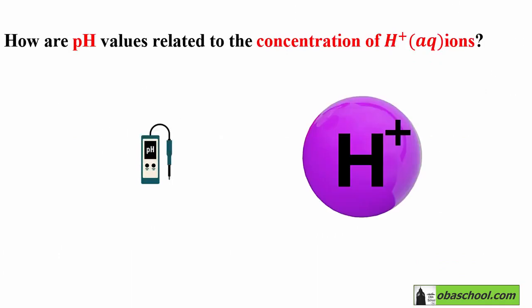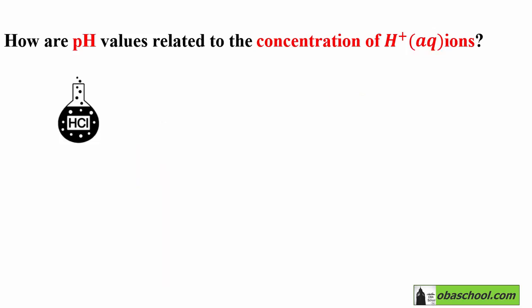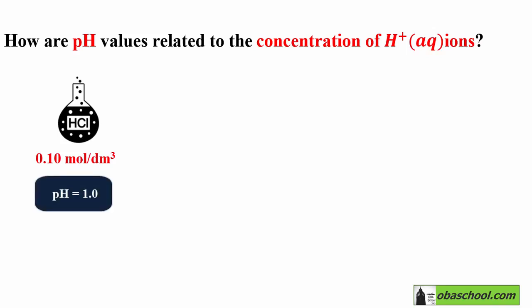In this presentation, we will study the relation between the pH values and the concentration of H+ ions. We have mentioned in previous sections that the value of the pH depends on the concentration of H+ ions in the solution. If we take a solution of dilute hydrochloric acid, whose concentration is 0.1 mole per cubic decimeter, we will find that its pH is equal to 1.0.